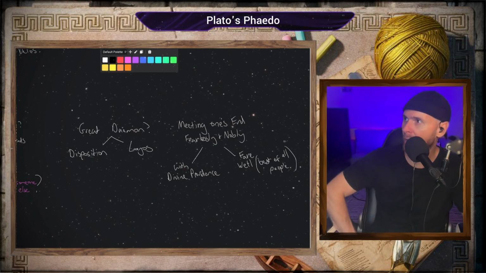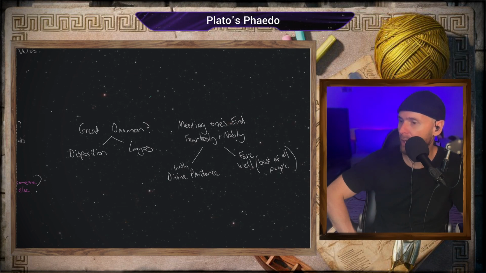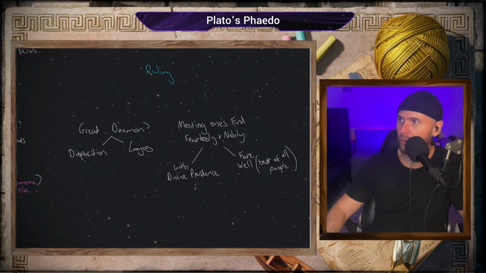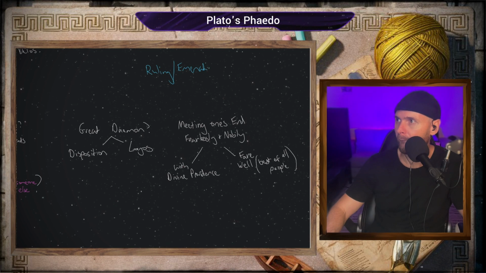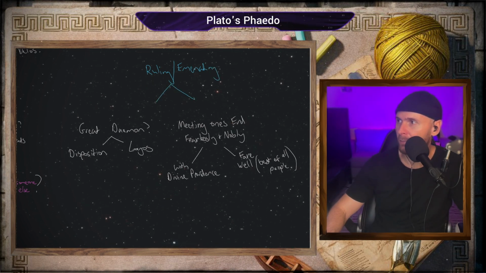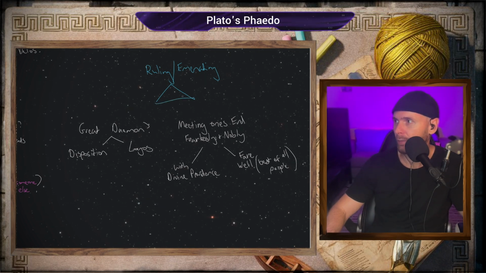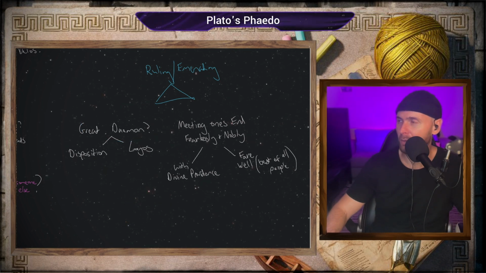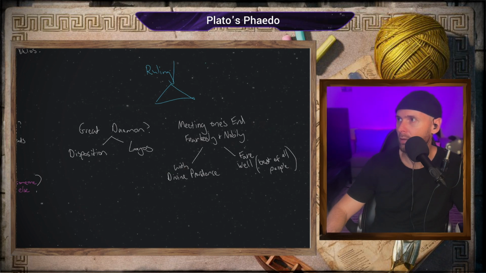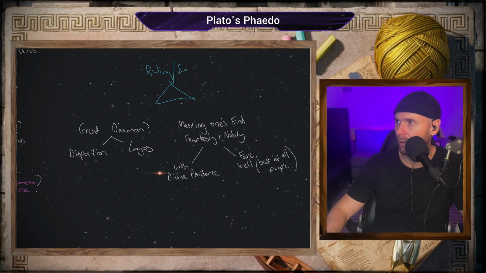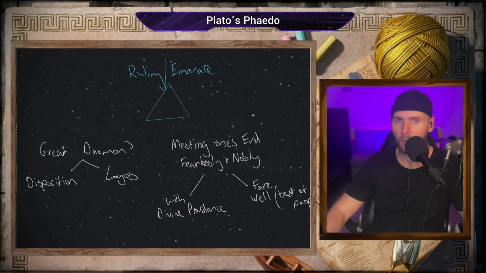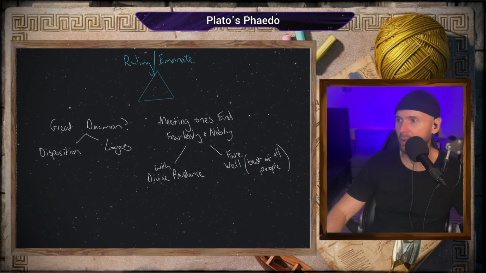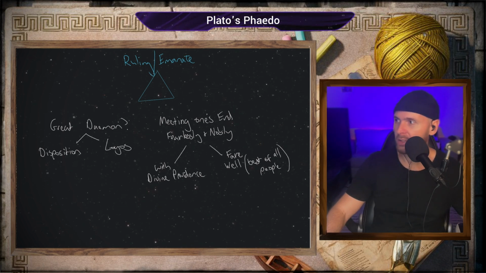Why do we call it a triad? Well, we've been talking a lot about triads. That's been our good friend for this talk so far. And a triad has a ruling term, which is also the emanating term, that rules or creates from it its next two. So here, because he was a great daemon, he had a good state of mind and logos. Okay, so we can see this is the ruling or emanating term in the triad. Meeting his death fearlessly and nobly means he can be with divine providence and he will function well. Equally so, he'll have a good disposition and logos.